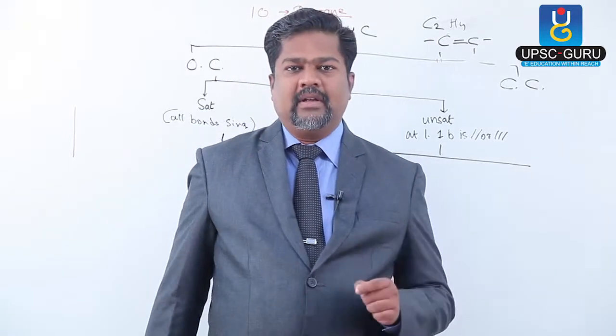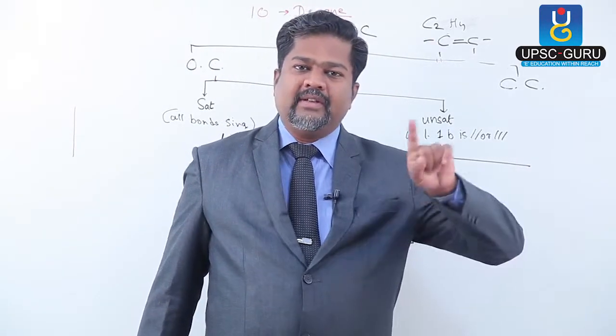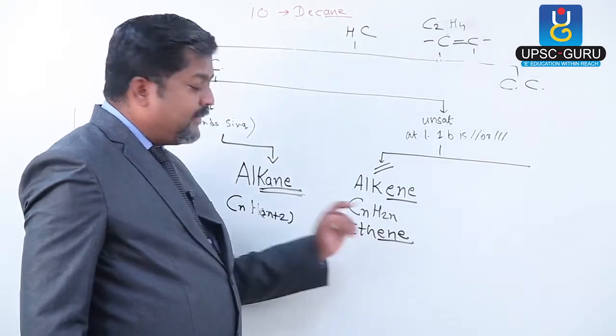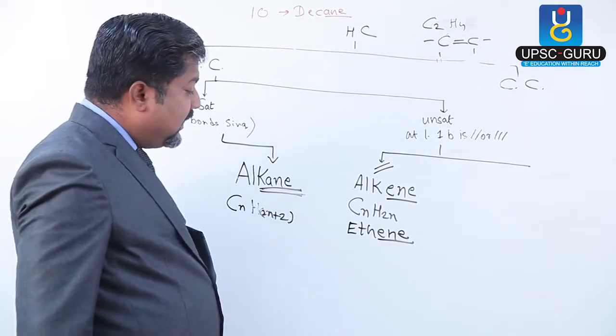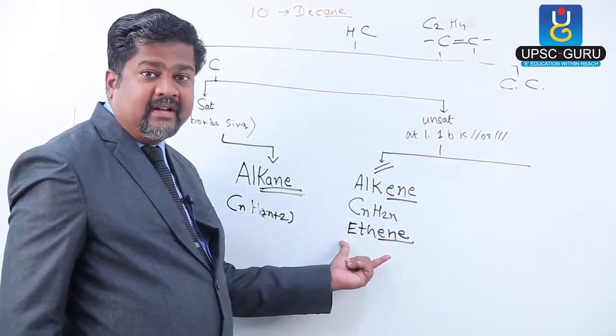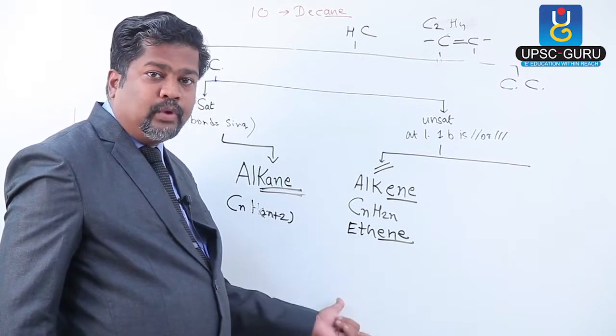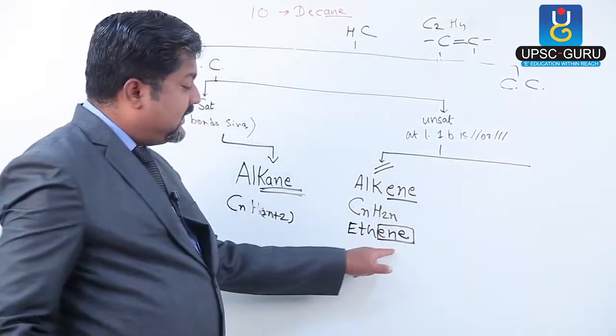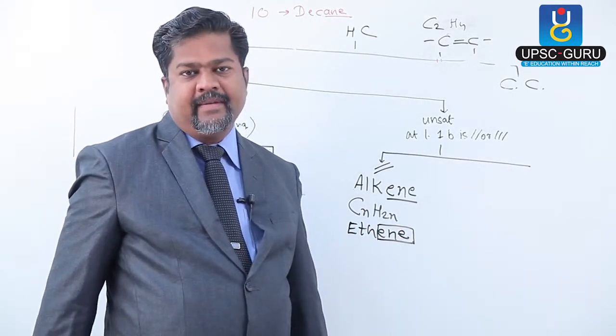Methane is not possible because there is only one carbon, but when 2 carbon atoms are there, it is possible. So the first member is ethene, then propene, butene, like that. Everywhere we are adding the suffix ene.